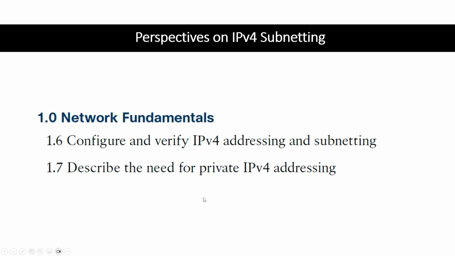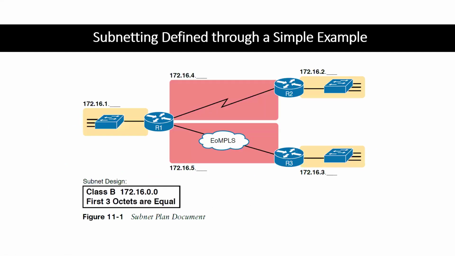So for the CCNA exam, one of the objectives that we need to hit under network fundamentals is one, to be able to configure and verify IPv4 addressing and subnetting, and two, describe the need for private IPv4 addressing, right? So why do we need subnetting, right? Before I speak about this diagram, let's go ahead and take a sidestep, right?